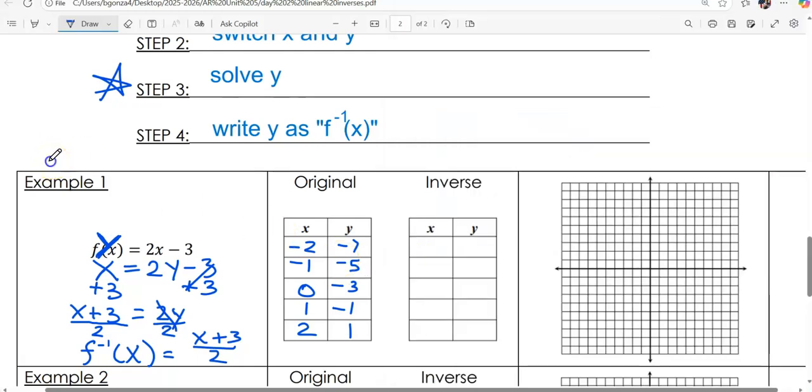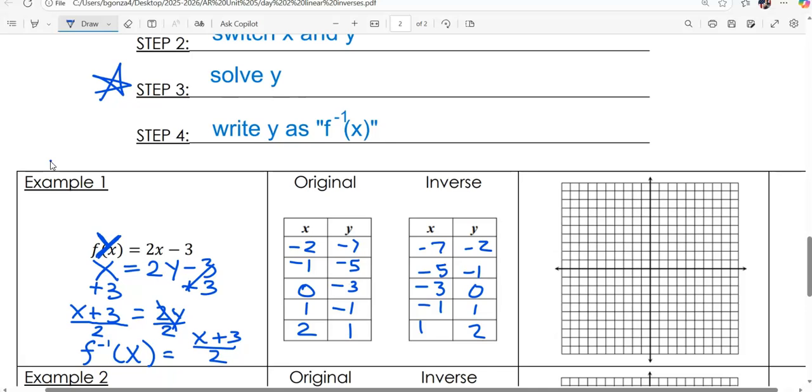So we just put it backwards. You just got to flip it around for the inverse, right? So just flip it around. -7, -2, -5, -1, -3, 0, -1, 1, 1, 2. Now, after all that, your last step is to do what?